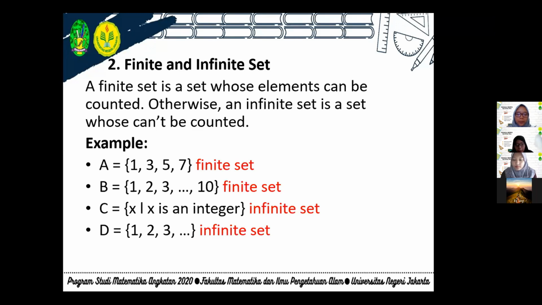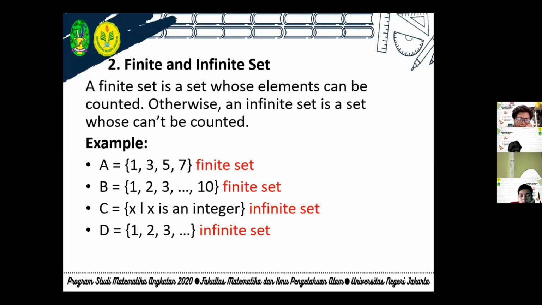And C is the set of x such that x is an integer. It's called an infinite set because there are so many integers. There are 2 kinds of integers: the first one is negative integers and the second one is positive integers. Because there are so many integers, we can't even count them.